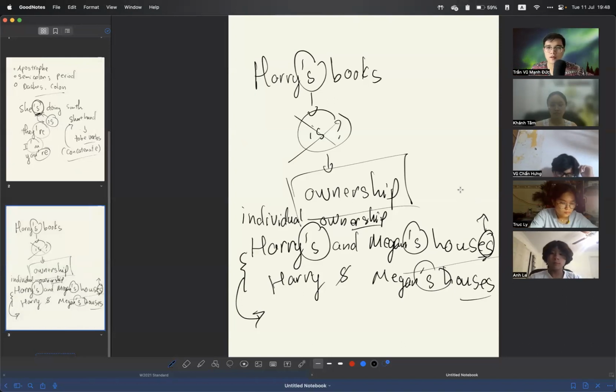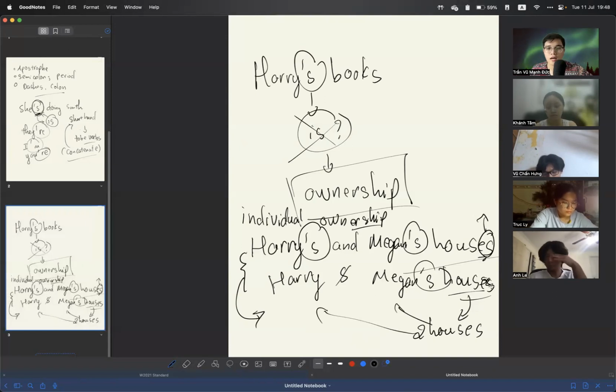It has very rarely come up on the SAT, so we're going to gloss over that. And Harry and Meghan's houses. That means if there are two houses, they own it, it belongs to these two power couple. And if it's just one house, they still share the same house. And the only thing that differentiates between Harry's and Meghan's houses and Harry and Meghan's house is the individual ownership or the joint ownership.